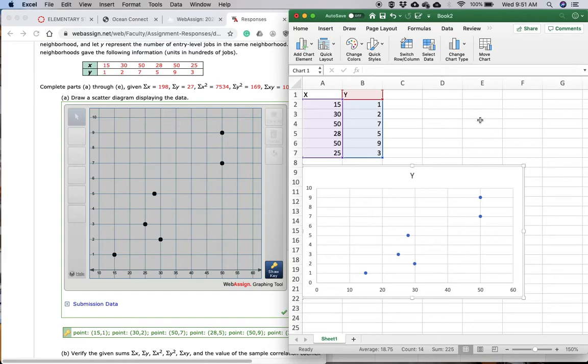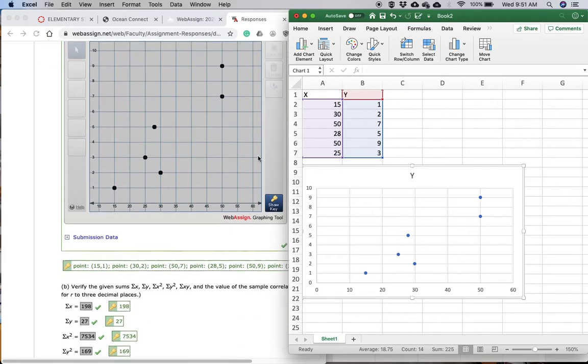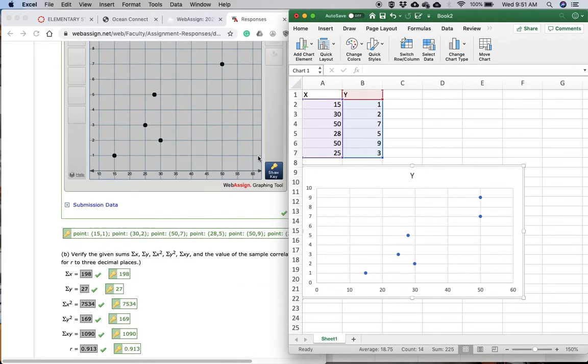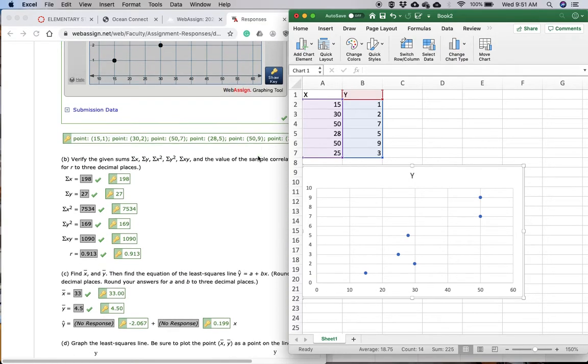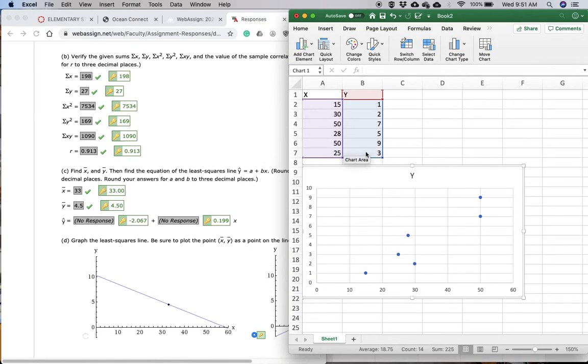Now, I am using the Mac version of Excel. In PC, it might be a little bit different, but the processes are pretty much the same. The commands are the same. It's just how to get to the commands might be a tad bit different. All right. So we've got our scatter plot.